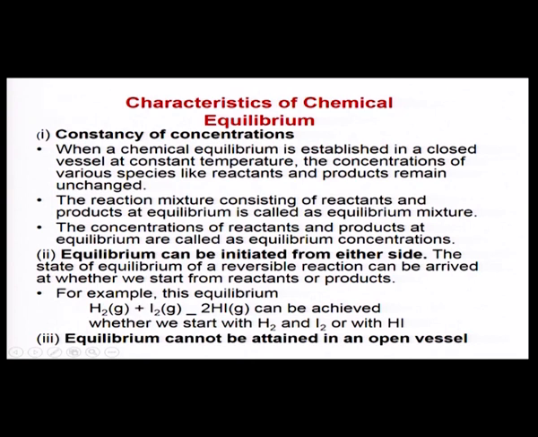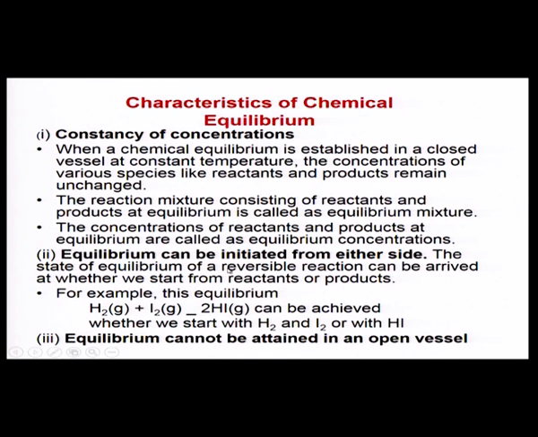At equilibrium they will remain constant, and the reaction mixture consisting of reactants and products at equilibrium is called equilibrium mixture, where both reactants as well as products will be there at equilibrium, and because of this reason it is known as equilibrium mixture. The concentrations of reactants and products at equilibrium are called the equilibrium concentrations of the reactants and products, whatever takes part in a particular chemical reaction.